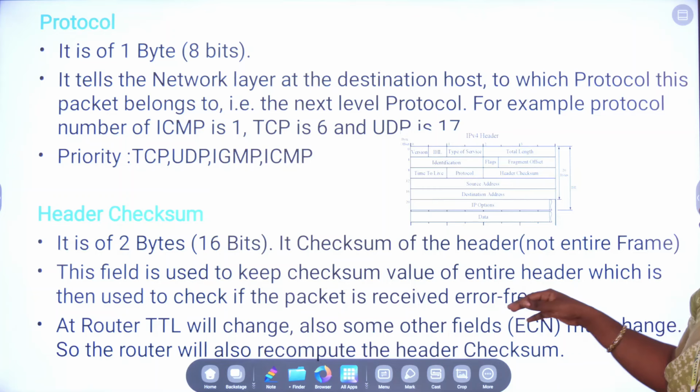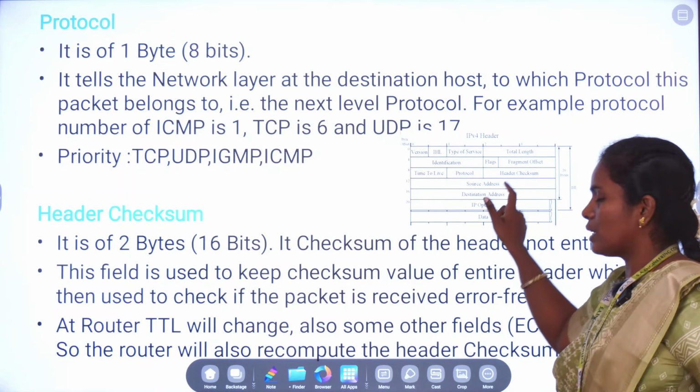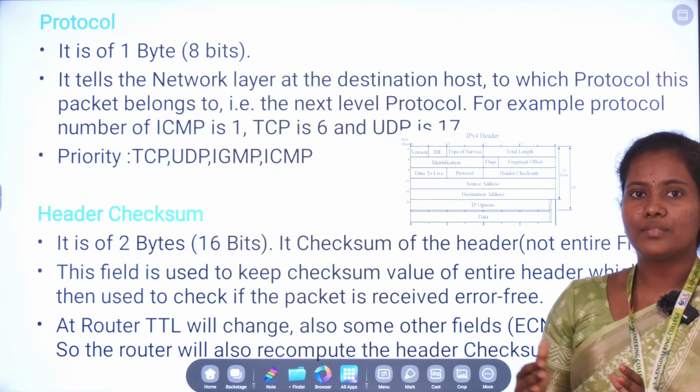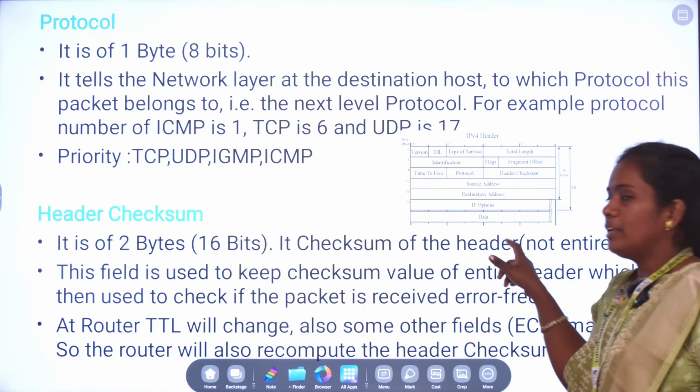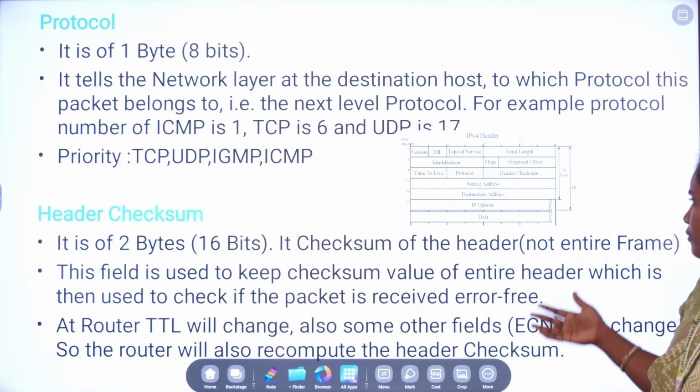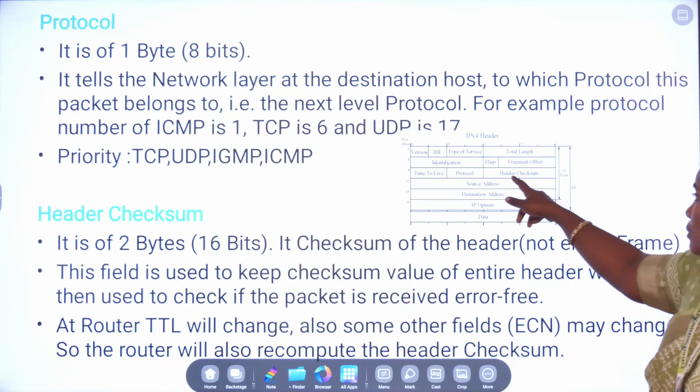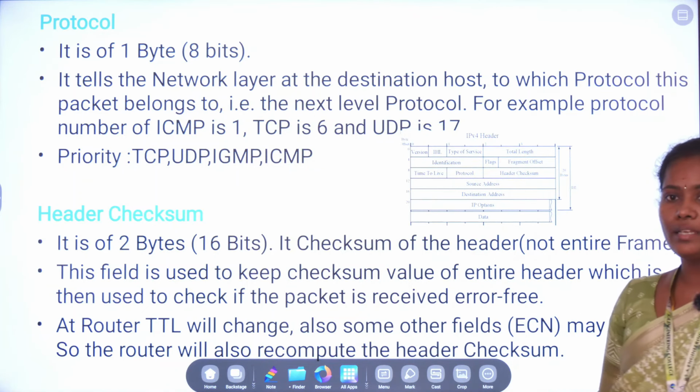Next field is header checksum. Header checksum is used to check whether the packet is transferred without any error, only for the header, not the entire frame. After every router, or we can say after every hop, the checksum is recalculated and updated in the header checksum field.